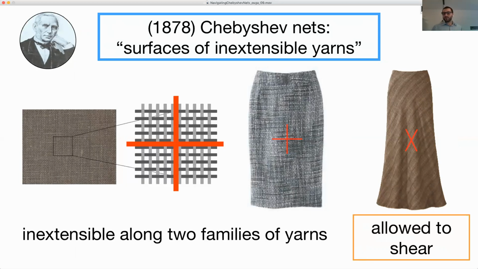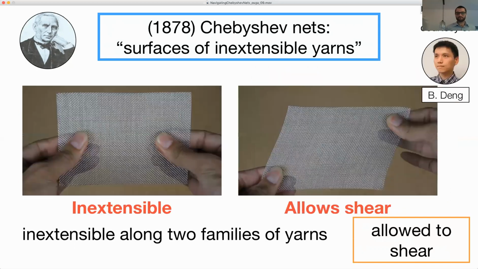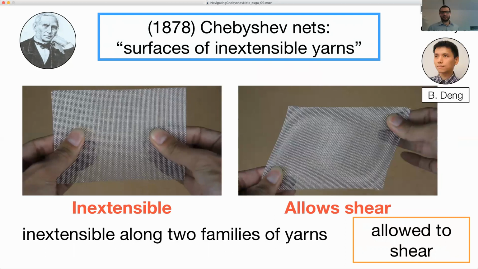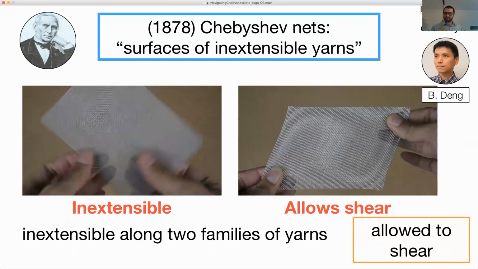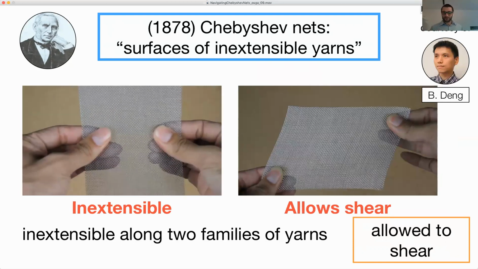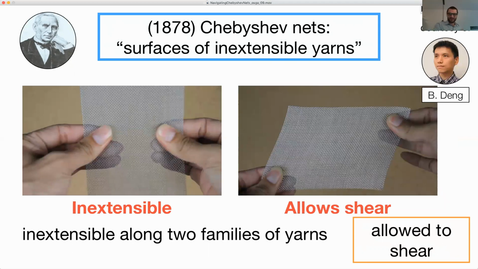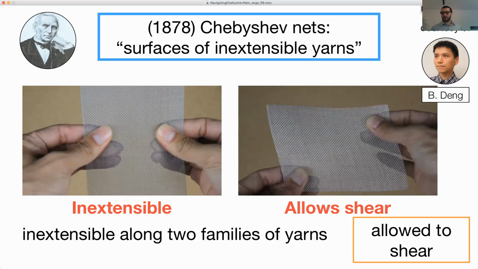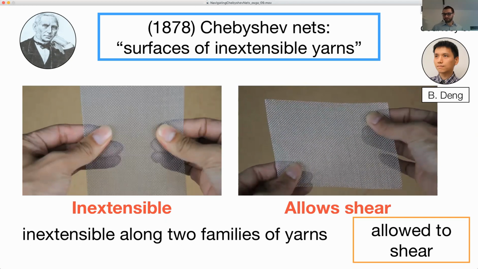But the way that you actually get a billowing form from the skirt is by the shearing of those rods. So the rods cannot extend, but they're able to shear with respect to each other and change their infinitesimal area element. Here is just to really drive this point home, because the entire talk will be about Chebyshev nets. On the left, we have this inextensibility along two directions, but this piece of wire mesh is still allowed to shear.